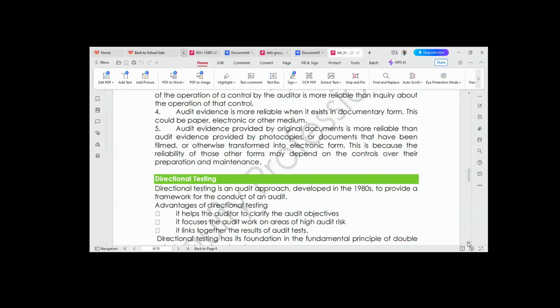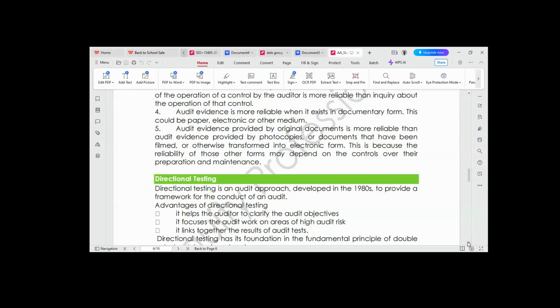But when we are talking about directional testing, we are saying that if there is an error on the debit side, if you look closely, you're going to see the second leg of that error on the corresponding side. For instance, say there's an error on the debit side, you always see another error on the credit side that balances out. We call it the directional testing audit approach. The advantage is, number one, it helps the auditor to clarify the audit objective. That's what it's used for.